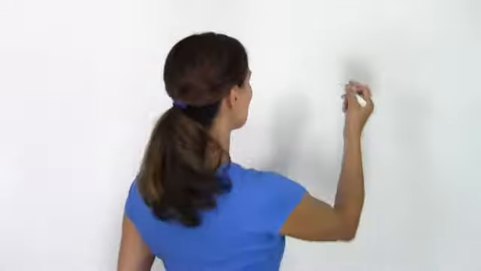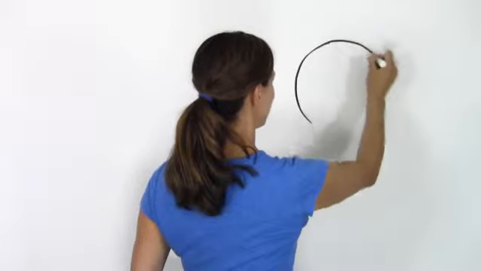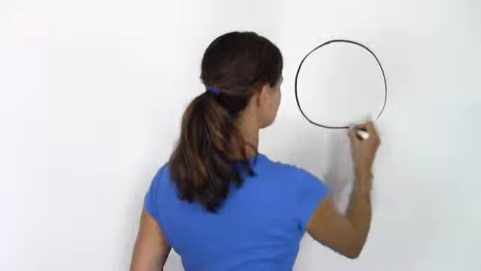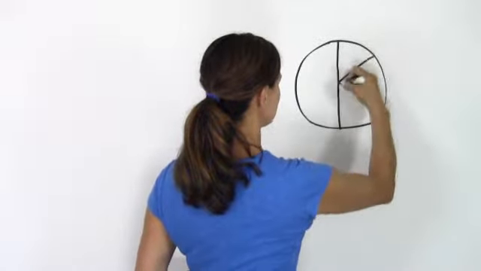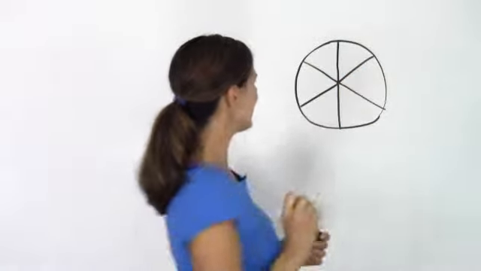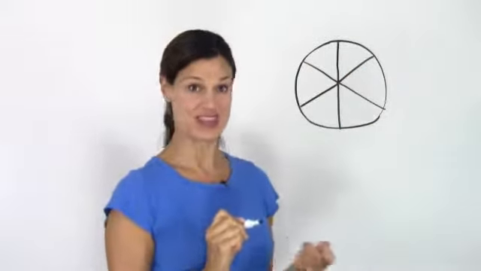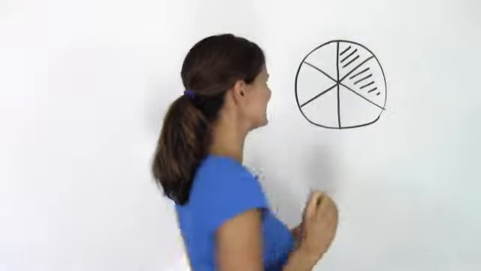To help us understand fractions, we're going to look at an example. Let's use the example of a pizza. So if I have a whole pizza and I slice it up into 6 evenly divided pieces, and I decide to eat 2 pieces of the pizza, I'm going to shade in the 2 pieces out of the 6 pieces that I decide to eat.